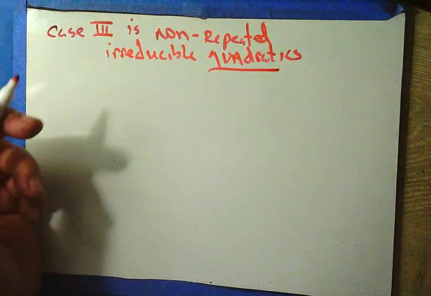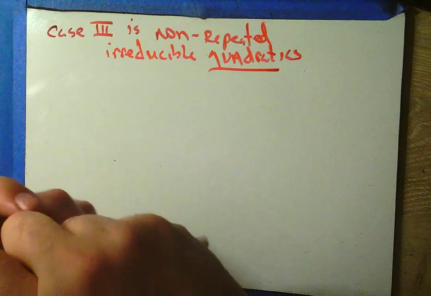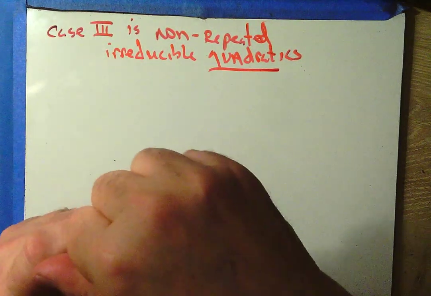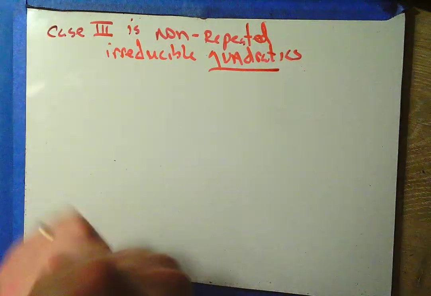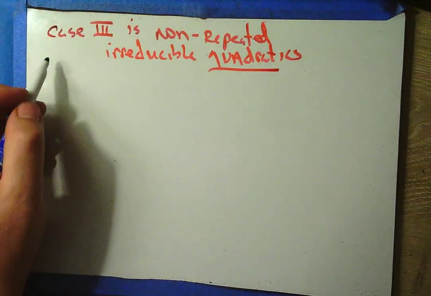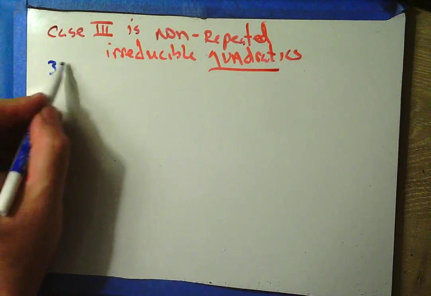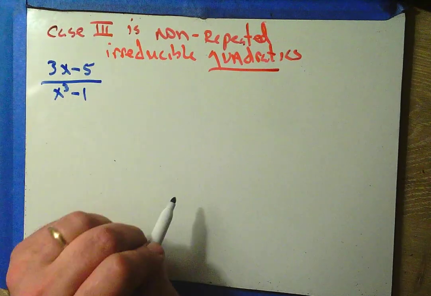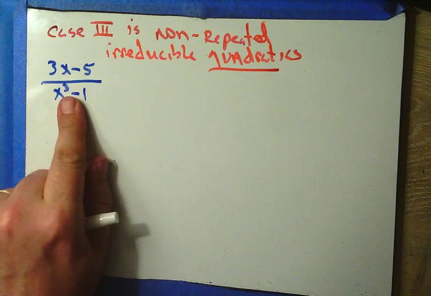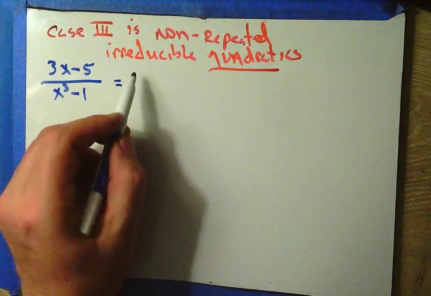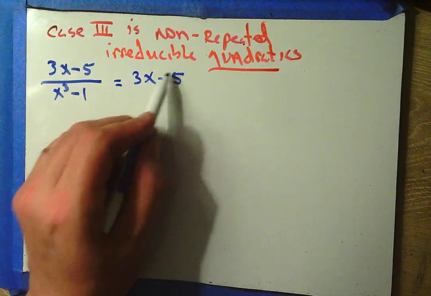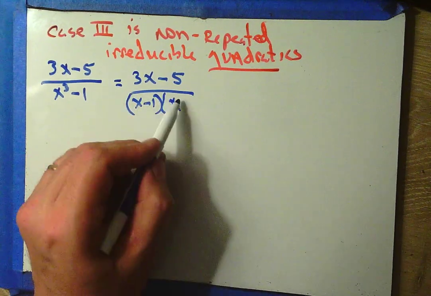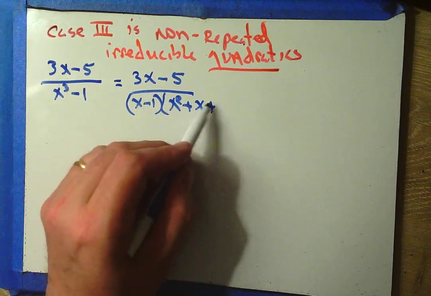So instead of linear factors like we've been dealing with, we're going to have things that don't factor but are quadratics. Okay, or they factor but only with imaginary numbers. For example, 3x minus 5 over x to the third minus 1. Well, remember we're supposed to factor first. So we get 3x minus 5 over x minus 1, x squared plus x plus 1.